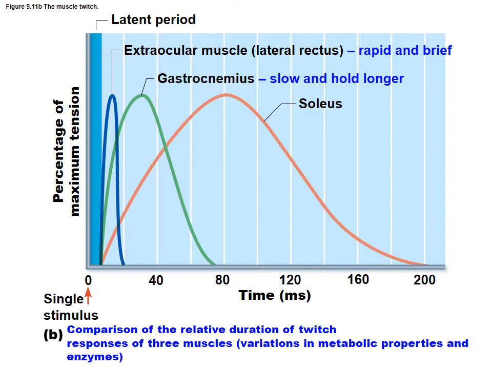Then we're going to compare it to the gastrocnemius and the soleus. Both of these muscles are found in the back of the leg, lower leg, and what we see happening is these muscles, because they are bulkier, will have a slower response, but they will be able to hold on to their contraction a little bit longer than the fine, delicate muscles.